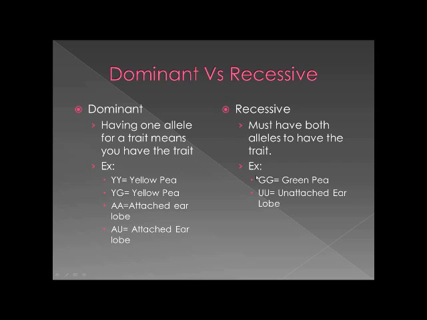Now, a recessive, you have to have both. So in order to be a green pea, you have to be GG. In order to be unattached, you have to be UU. This is what Mendel discovered, and it's really cool because he discovered that as long as you have the genes for it, you're done. If you have both of them, you have a recessive gene. There are dominant genes that seem to take over and overwrite the recessive ones.